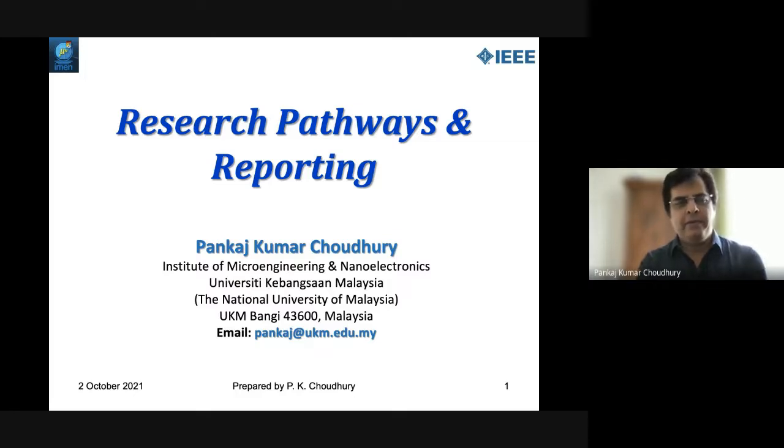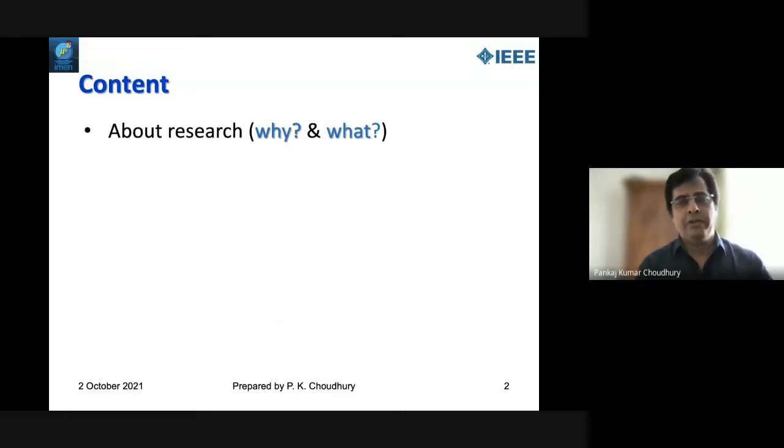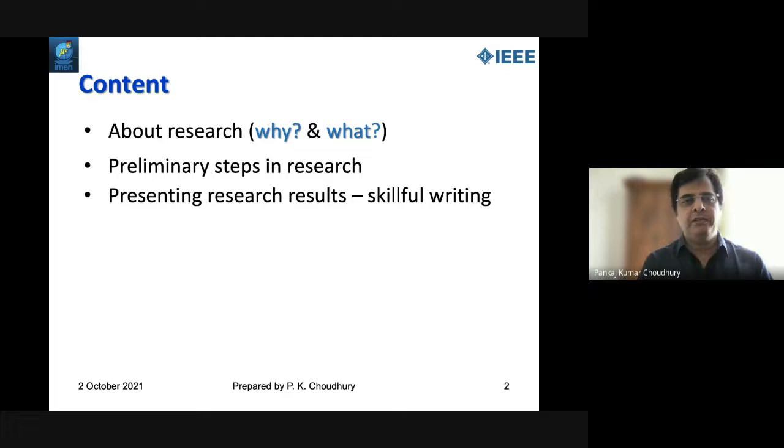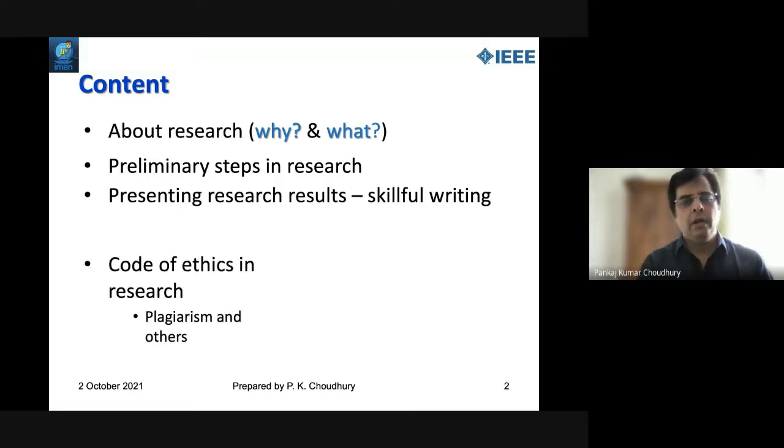So this talk is basically aimed at novice researchers who have just ventured into a research career, because considering the days we had in the past, we hardly had enough idea of what research is, except for its literal meaning. So the talk will be focused on four different points. Those are: about research, that is, why research and what research is; then the preliminary steps in research; then presenting research results, which essentially needs skillful writing; and then the code of ethics in research, that essentially includes plagiarism and many other things.